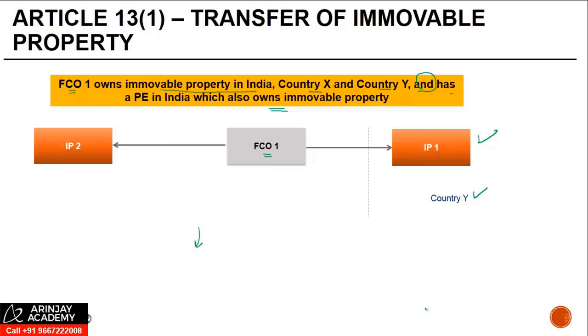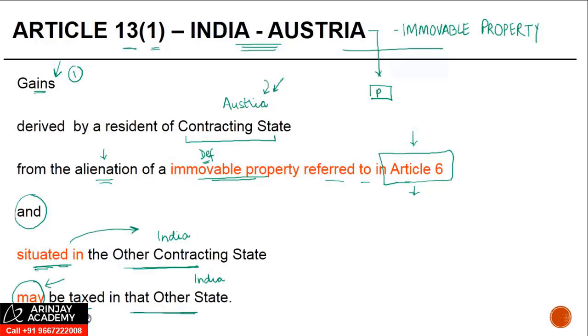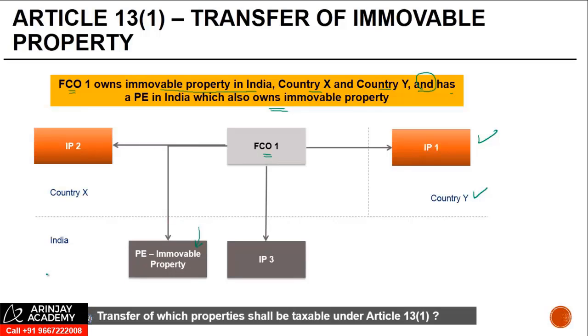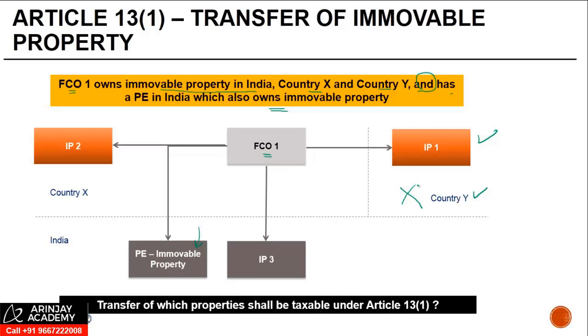If we just go back, we saw that it is only the property which is situated in the other contracting state, right? Which means that in this case, it is not the property which is situated in country Y, not the property which is situated in country X, but the property which is situated in India, which is taxable under Article 13, Paragraph 1. Second thing is, even if a PE of a non-resident owns an immovable property in India, it is taxable under Article 13, Paragraph 1.